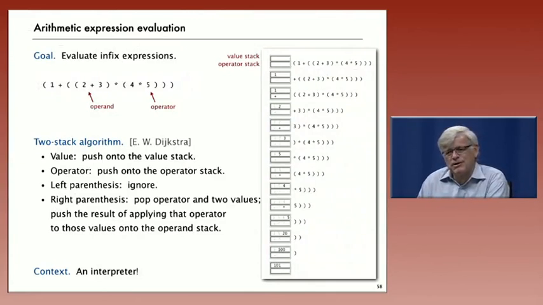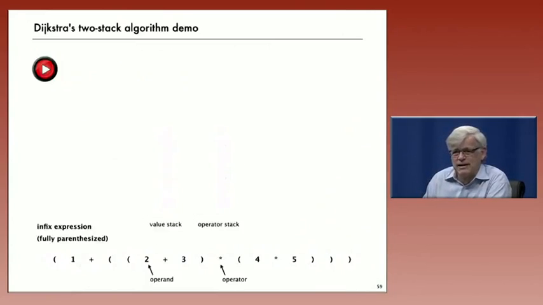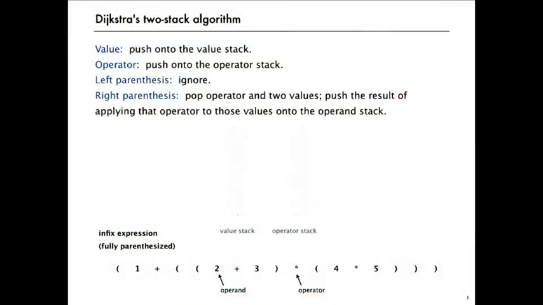You process through the expression from left to right. You maintain two stacks, and if you see a value, you put it on the value stack, and if you see an operator, you put it on the operator stack. Left parentheses you ignore; at a right parenthesis you pop the operator and two values and push the result. Now that's a lot of words. Let's look at a demo.